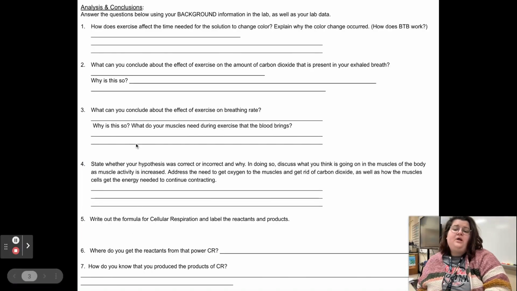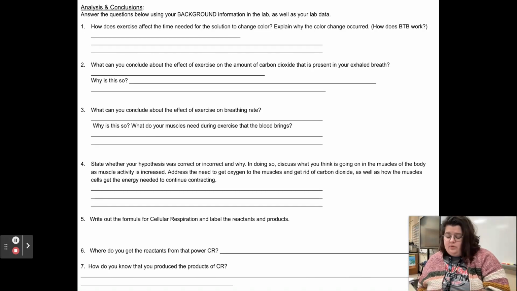Stuff like that. Number 4, you're telling me if the hypothesis you made on the front page was correct, why or why not. Number 5, just write out the formula for cellular respiration, the chemical equation. Number 6, think about where we get the reactants that power cellular respiration. So where do we get oxygen and where do we get glucose from? And think, how did we know that we produce the products? How do we know that we made carbon dioxide while we were going through that exercise?